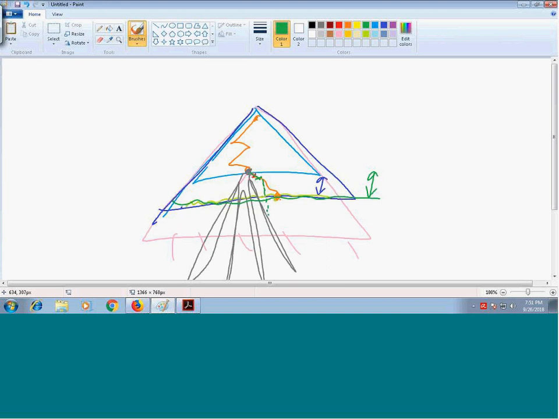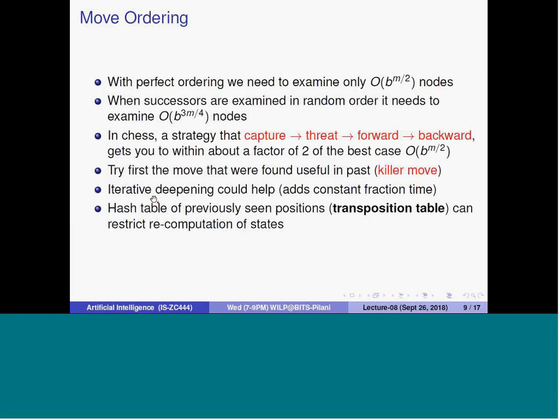And when you come to the next state, here again your iterative deepening goes further, because this time you have to go deeper, and one by one you proceed. So this is the other way. Iterative deepening could help, because as we have seen in the previous discussion, it adds only a constant fraction of the time.